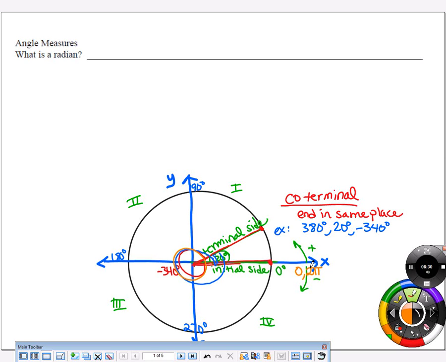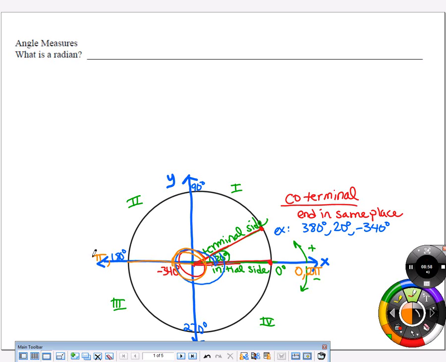So what if I didn't go all the way around the circle? So all the way around the circle is 2 pi radians. What if I went from 0 over here, that this was my terminal side? So I know in degrees, that means I've gone 180 degrees. How many radians does that mean that I've traveled? Pi. Good. Okay. I know. A little different. Like a new unit of measurement.